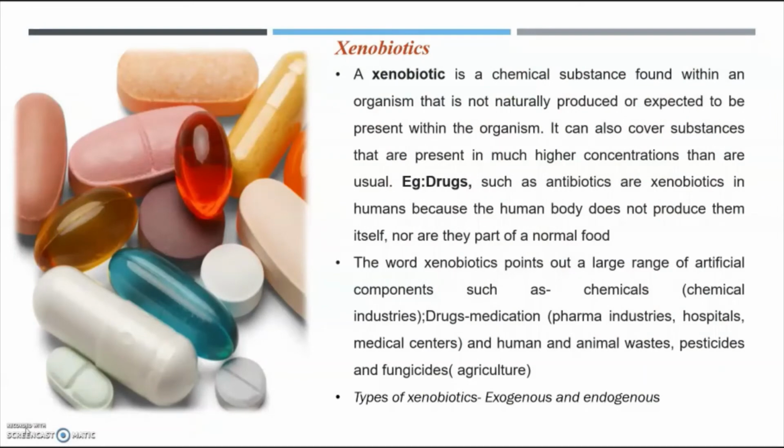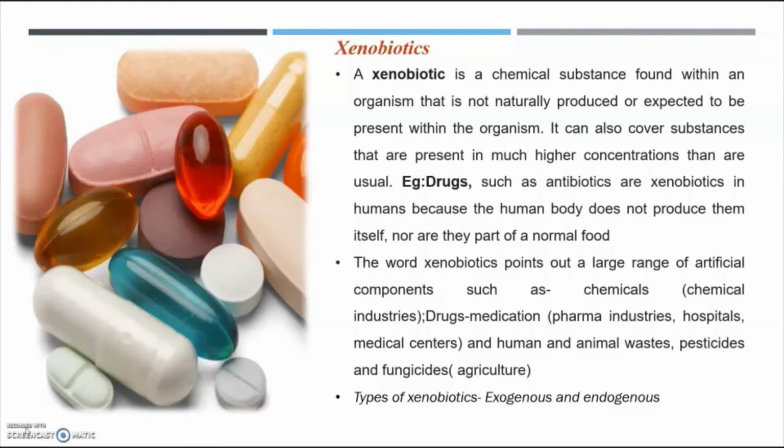So next is xenobiotics. A xenobiotic is a chemical substance found within an organism that is not naturally produced or expected to be present within the organism. It can also cover substances that are present in much higher concentration than usual. Or we can say that xenobiotics are chemical substances that are not nutrients for the body and enter the body through different routes like inhalation, ingestion, absorption, etc.